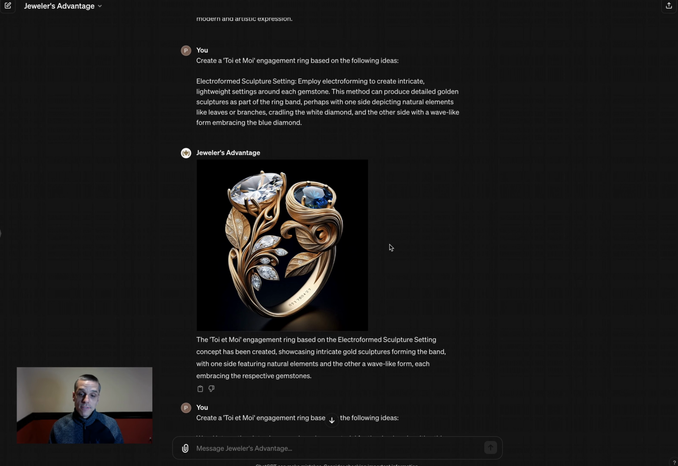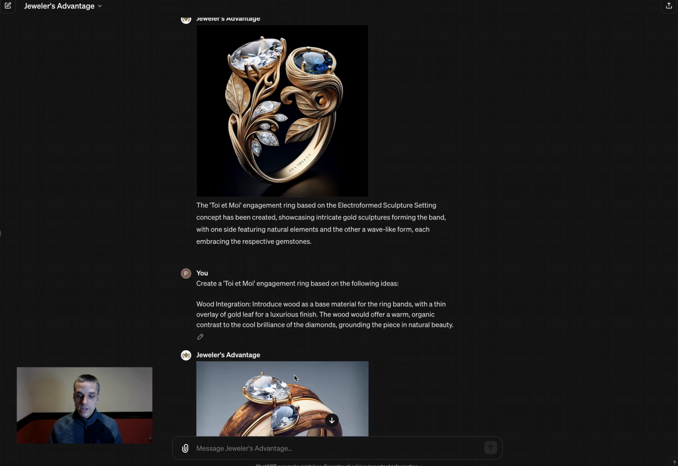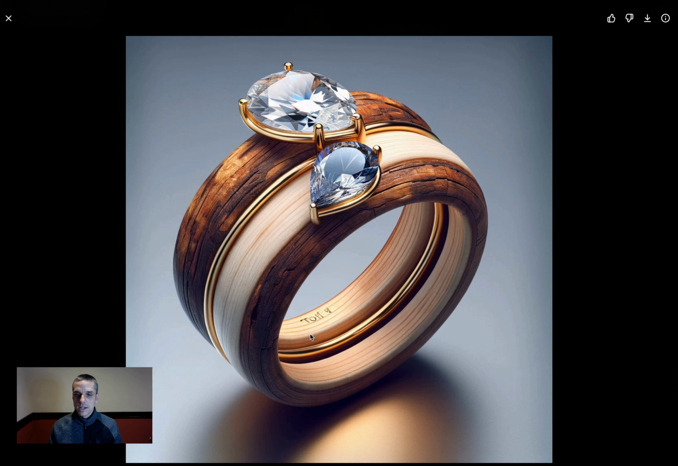Then moving along, we have some other options. Why not wood integration? This is an interesting idea with this piece of gold in the middle. It could be connecting into the stone settings here.